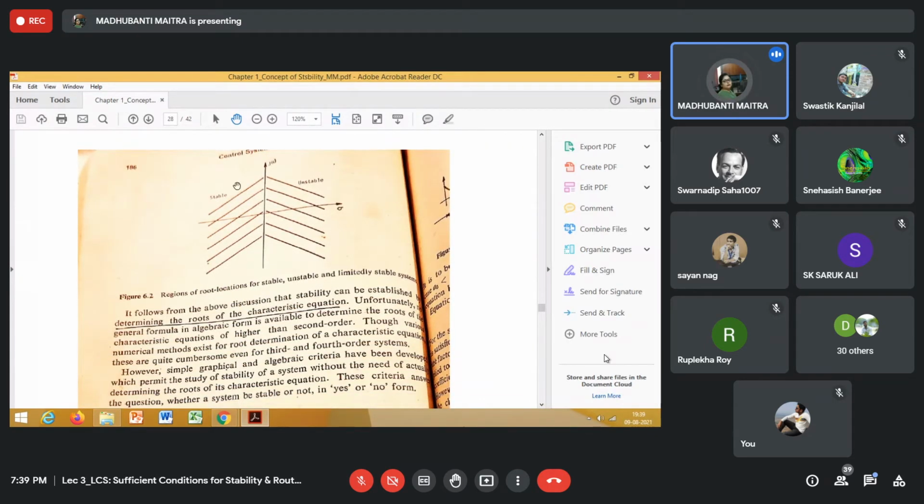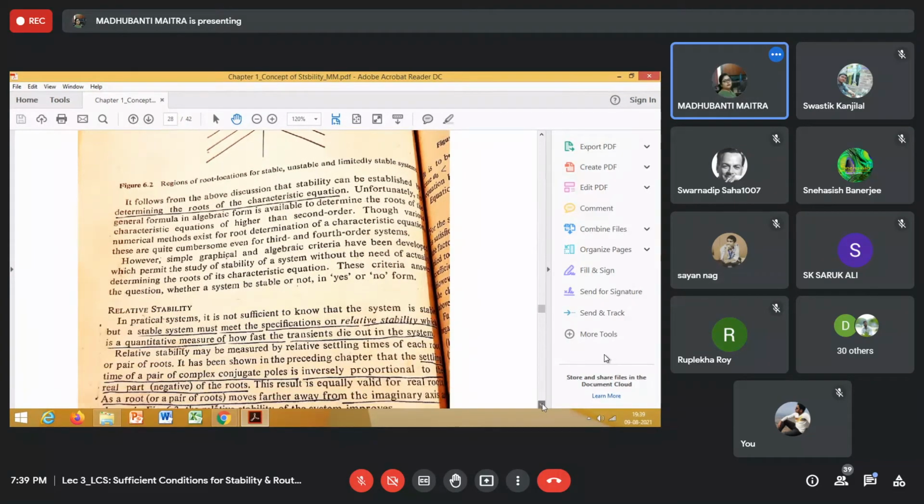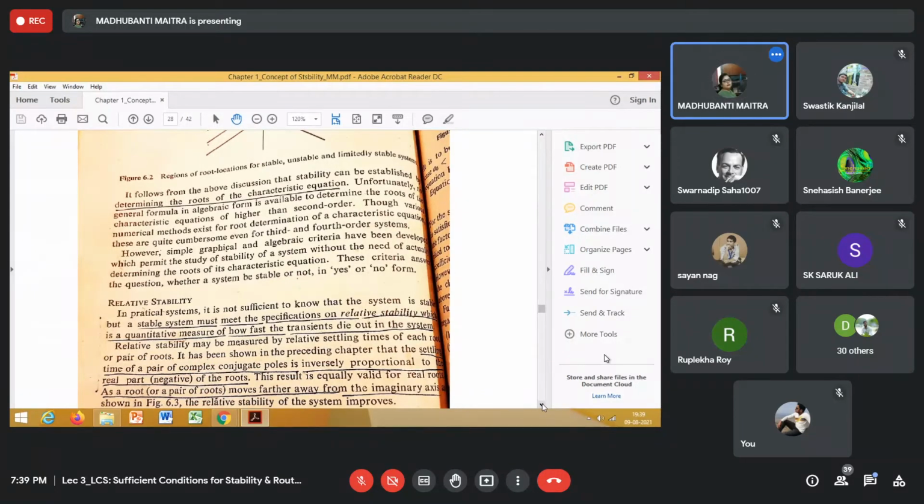Already I have shown this diagram. This is the S-plane, region of stability, left half of S-plane. This is the region of instability, right half of S-plane. So far we have come across a few terms related to this notion of stability of a system, like limitedly stable or marginally stable, then absolutely stable, then conditionally stable. And as I said, I'll explain what is meant by absolute stability while discussing Routh-Hurwitz's criterion.